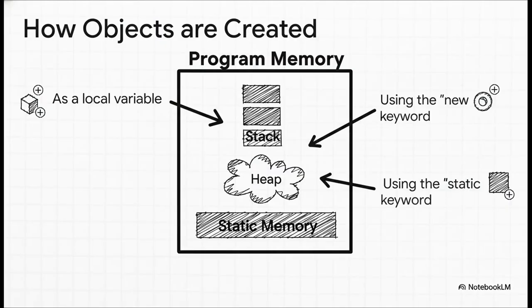So where do these objects live? Well, this should sound familiar. It connects right back to our memory discussion. You can create an object as a local variable right on the stack. You can create it dynamically on the heap, or you can use the static keyword to give it a permanent home in static memory for the entire life of the program.